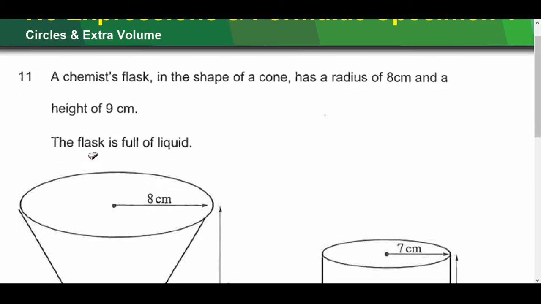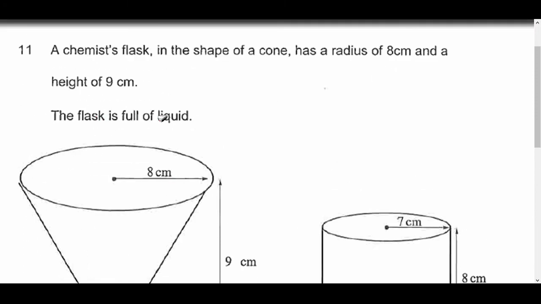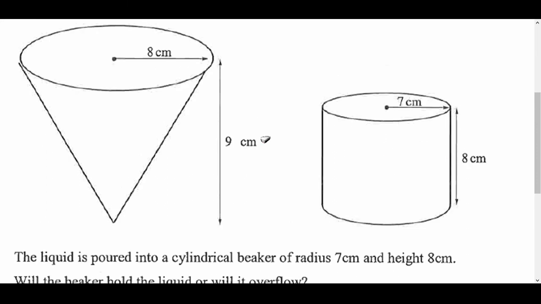Right, the last question, again, this will not be in your test, but I'm going to have a look at it anyway. It used to be in the test. A chemist's flask in the shape of a cone has a radius of 8 and a height of 9. There it is. The flask is full of liquid. The liquid is poured into a cylindrical beaker of radius 7 and a height 8. Will the beaker hold the liquid or will it overflow? So you've got to work out the volume of this, and the volume of this one as well, and see what happens.